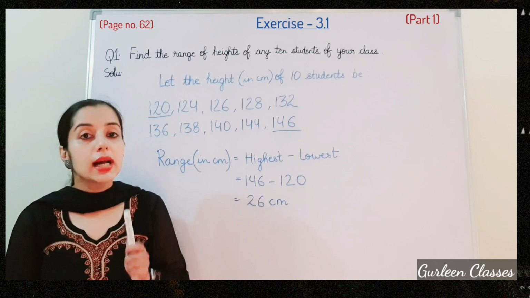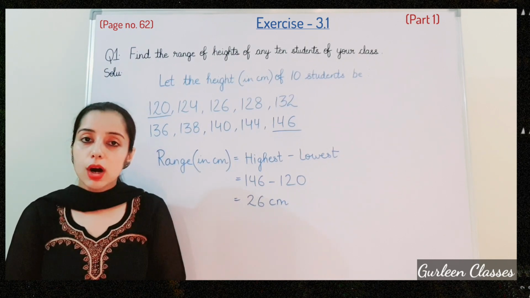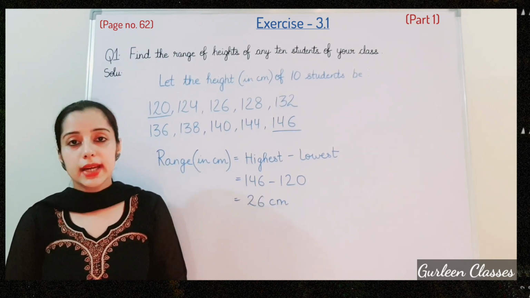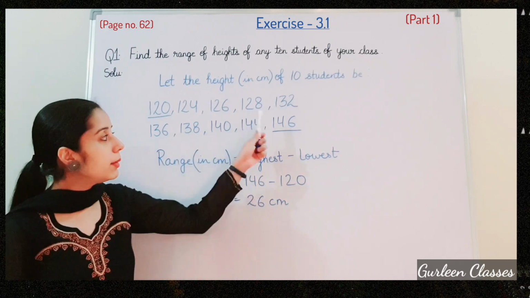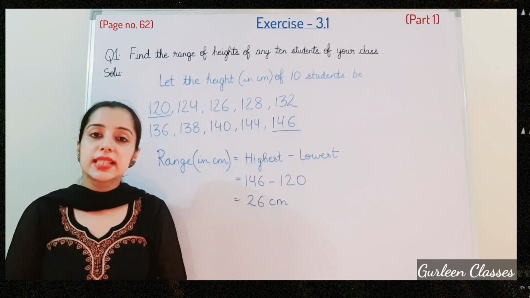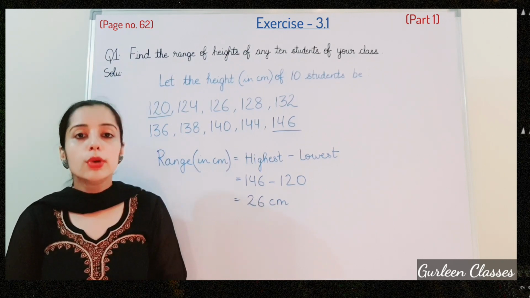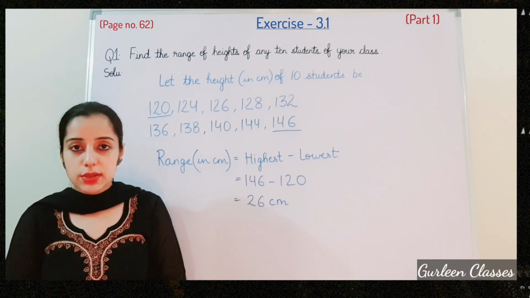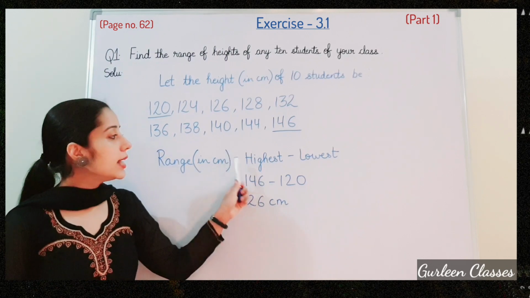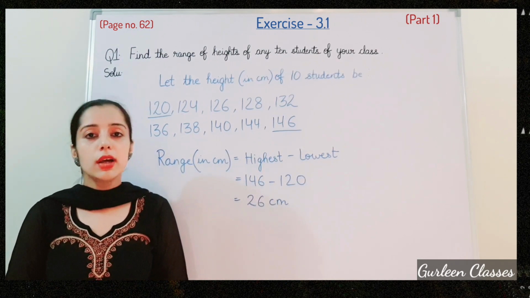See students, here the answer may vary. Why? Because maybe you are taking different data. If you are taking the same data, your range will be 26 centimeter. But if your data is different, what you will do? You will write down the heights of 10 students, then subtract highest minus lowest, and that will be your range.